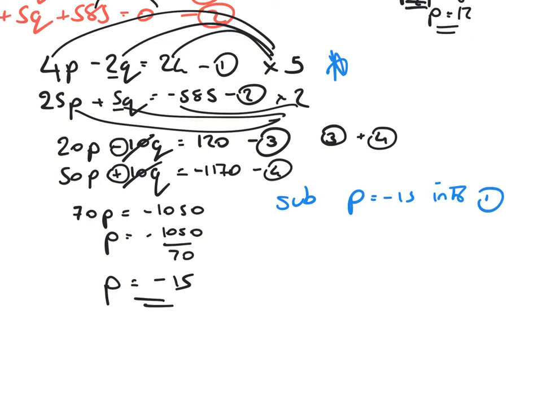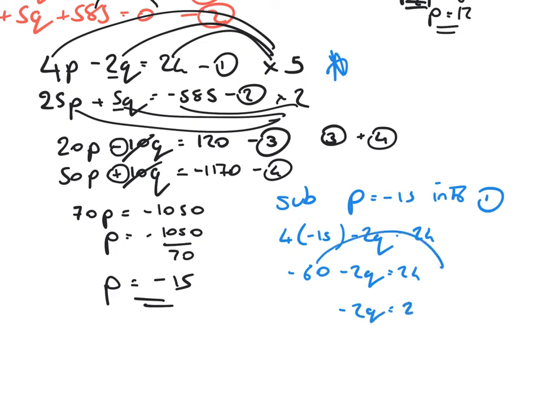So where I see p, I'll replace it with minus 15. So that's 4 lots of minus 15, minus 2q is equal to 24. That's minus 60 minus 2q equals 24. Minus 2q is equal to 24 plus 60. So it's minus 2q is equal to 84. And q is equal to 84 divided by minus 2, which is minus 42. That's the final answer. Okay, let's try one more question.